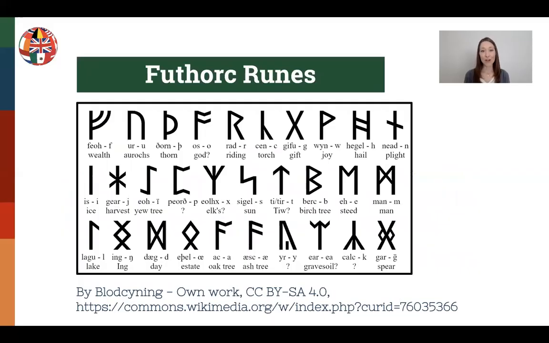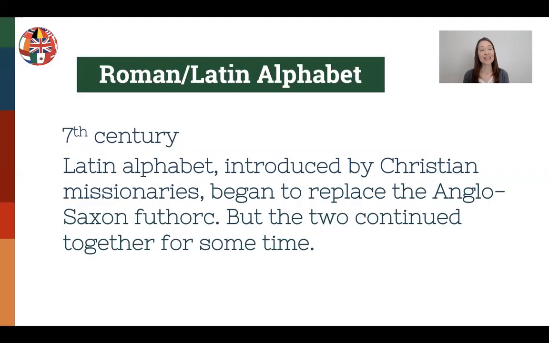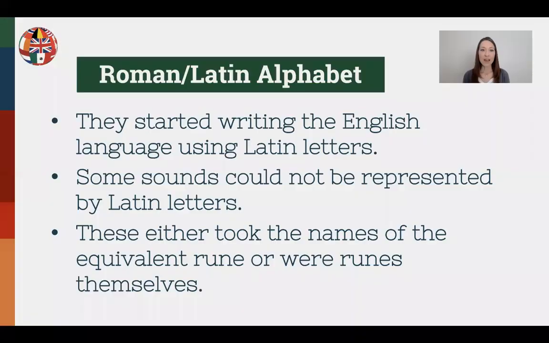This is a chart that shows Futhorc runes. And then in the 7th century, the Latin alphabet was introduced by Christian missionaries, and it began to replace the Anglo-Saxon Futhorc runes, but the two continued together for some time. I want you just to kind of imagine you've got these Christian missionaries, they come and they start learning the English language, but they're writing that language with their Latin alphabet.